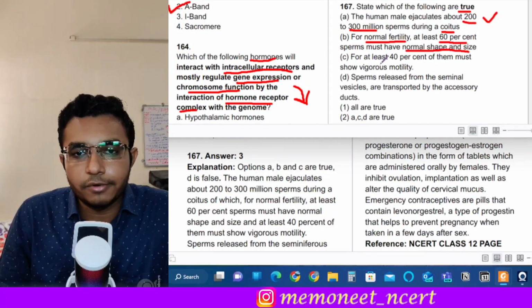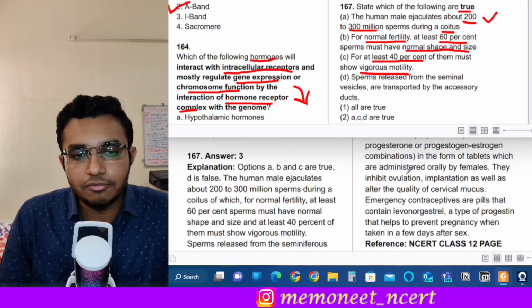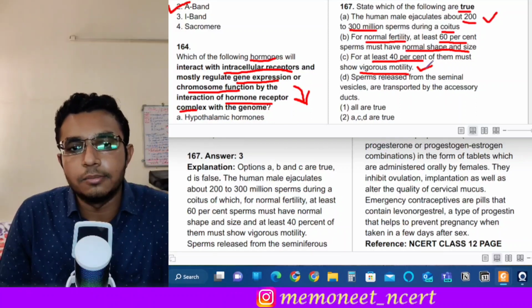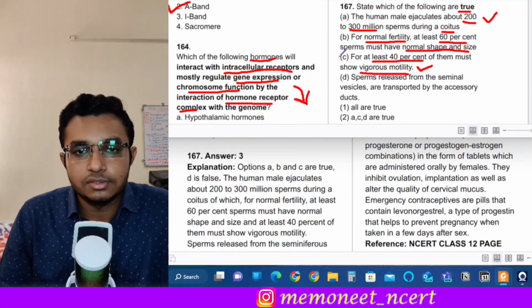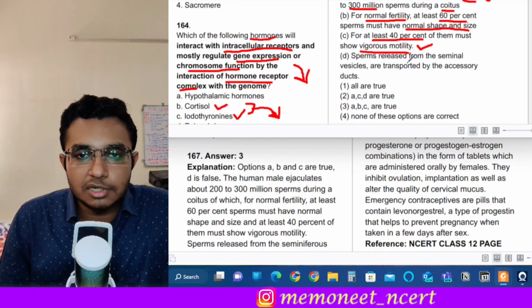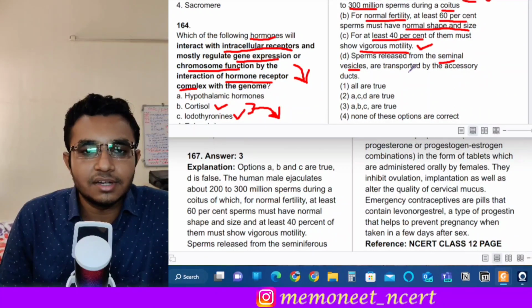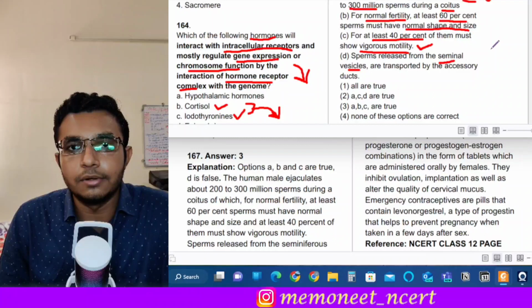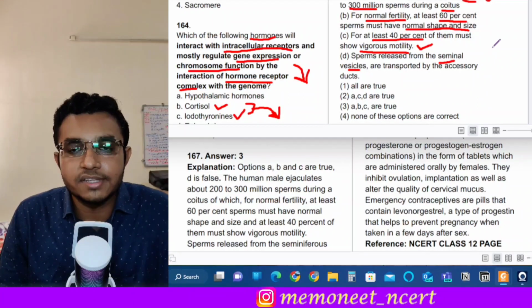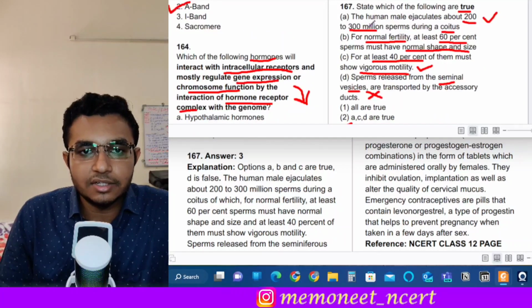The third statement is at least 40% of them must show vigorous motility. This is also a correct statement. Why? Because for fertilization, the sperms need to travel to the fallopian tube, and for that, at least 40% of the sperms should have vigorous motility, then only they will be able to travel. The last statement is sperms released from the seminal vesicles are transported by the accessory ducts. This is an incorrect statement. Why? Because sperms are not released by the seminal vesicles. The seminal vesicles release the seminal fluid. Sperms are formed in the seminiferous tubules of the testes. So here the answer will be option 3. A, B and C are true and D is false.